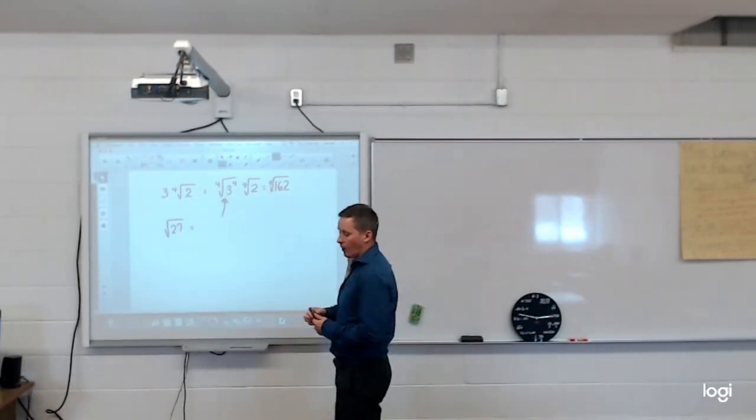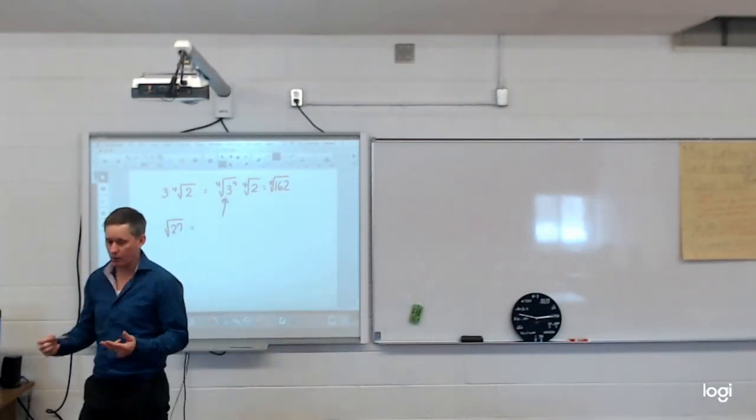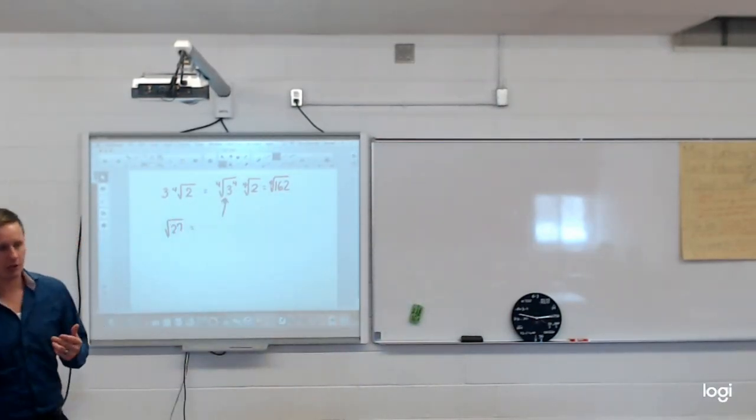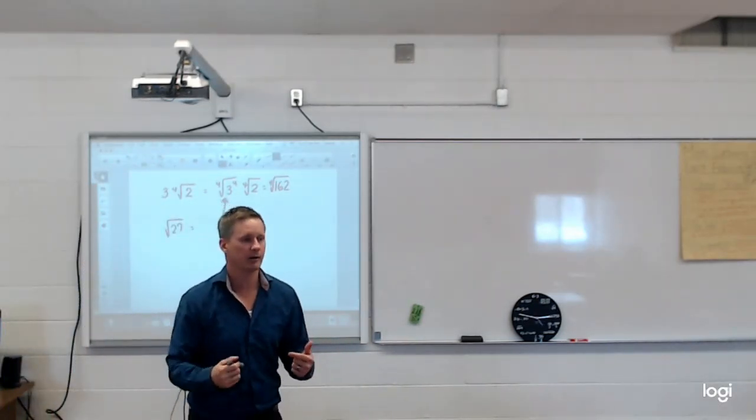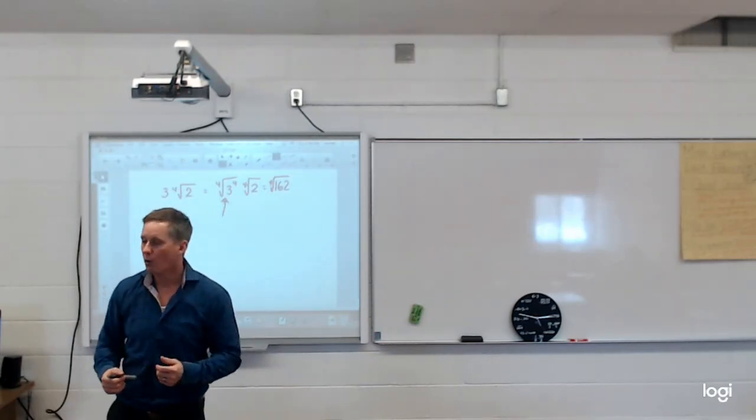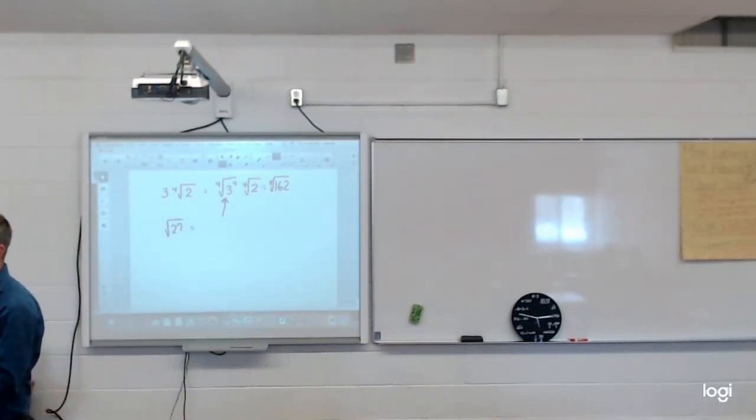Okay. So I asked you at the start of the week to write at the top of the page all of the perfect squares and all the perfect cubes. This is why I told you to do it, for this right here. What is the largest perfect square that divides evenly into 27?